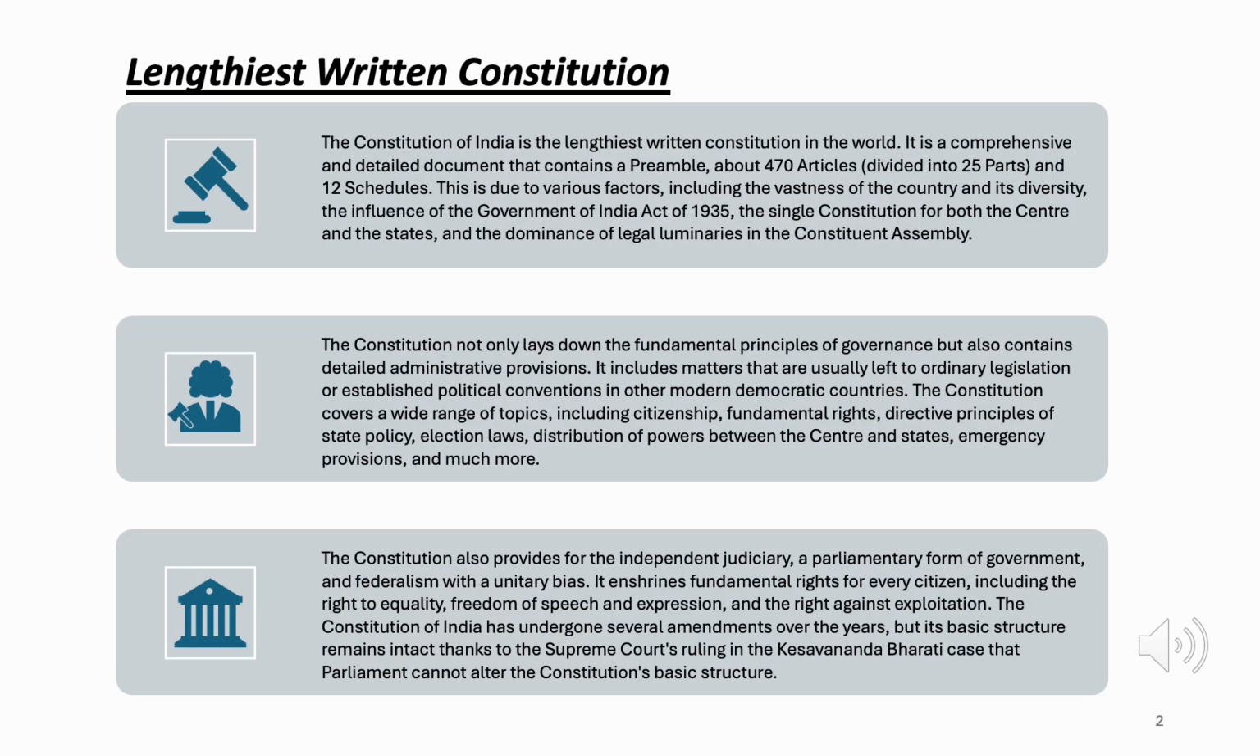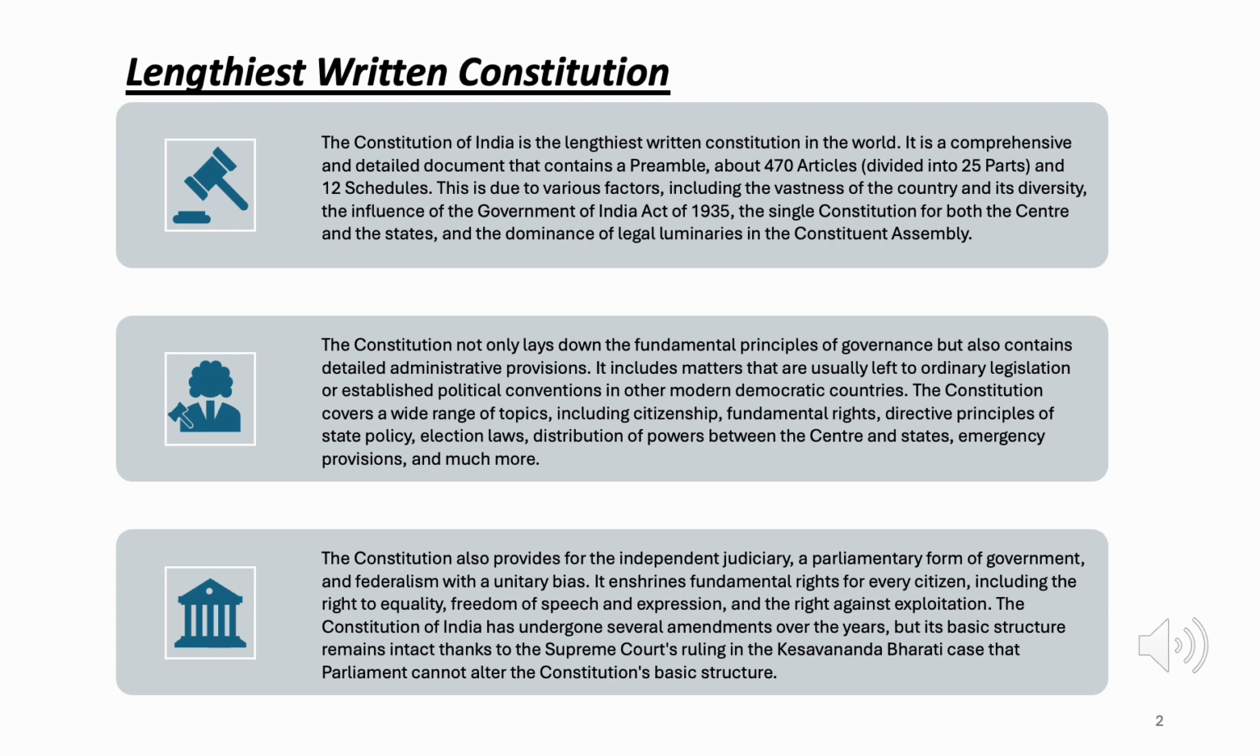Lengthiest written Constitution. The Constitution of India is the lengthiest written constitution in the world. It is a comprehensive and detailed document that contains a preamble, about 470 articles, divided into 25 parts, and 12 schedules. This is due to various factors, including the vastness of the country and its diversity, the influence of the Government of India Act of 1935, the single constitution for both the centre and the states, and the dominance of legal luminaries in the Constituent Assembly.